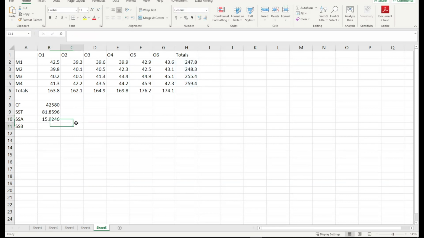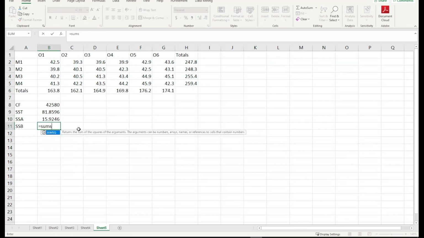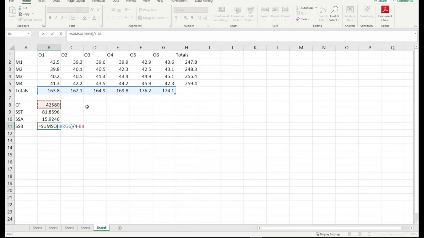That's it. We have 15.9246. Tapos, SSB natin, the blocks, we are looking at the blocks naman dito, no? So, this is arranged by columns naman siya. So, if you want to get the blocks, it's equal to the sum of squares of the totals by columns divided by, tingin nyo, ano dapat yung divisor dito? If we follow the same logic. 4, that's correct, no? Thank you, Russell. So 4 siya kasi each total here comes from 4 different individual observations. Okay, so we do 4 minus, again, the correction factor.